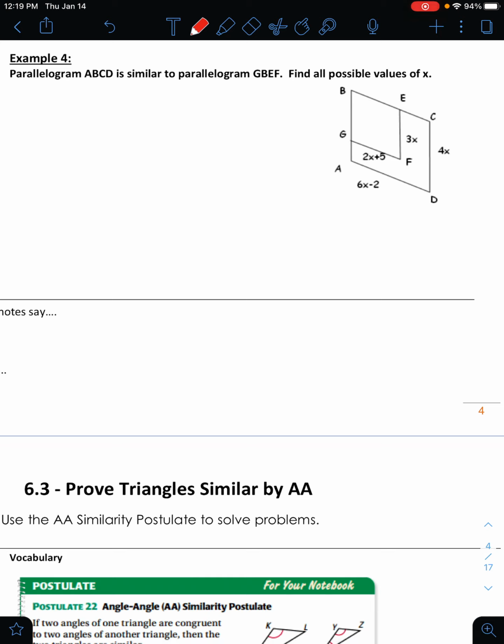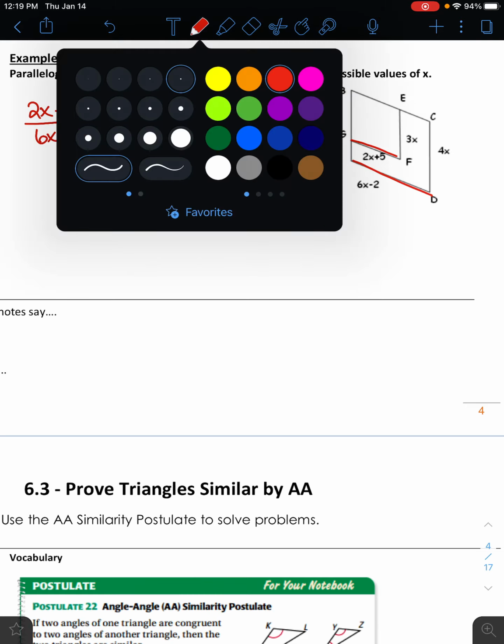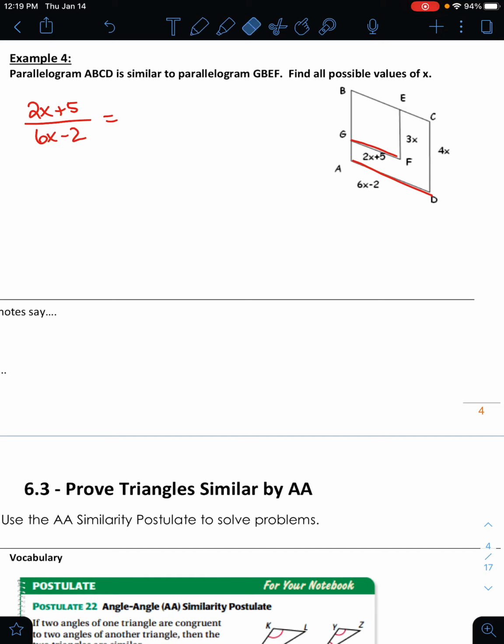Parallelogram ABCD is similar to parallelogram GBEF. Find all possible values of x. Okay, I need to write a proportion. I'm going to ratio corresponding sides. When I look here, GF, first and last letter, goes with AD, first and last letter. So I can put those two in a ratio: 2x plus 5 in a ratio with 6x minus 2.